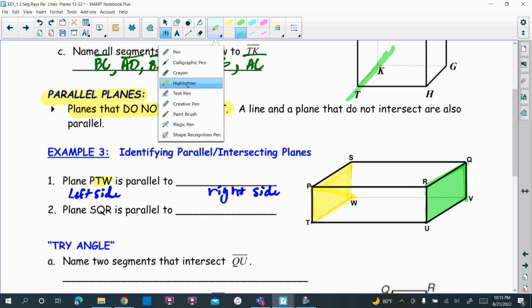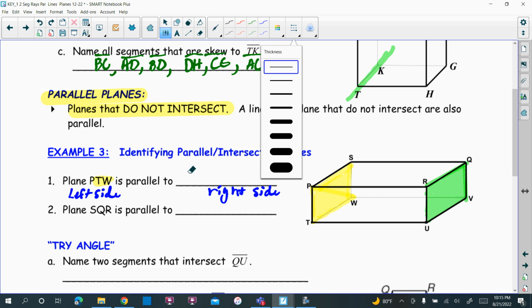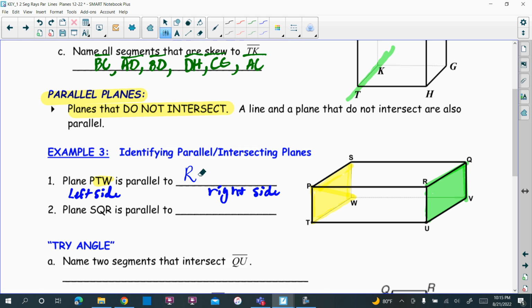So I'm just kind of helping you see it visually. This would be plane RQV, sorry, or you could say RUV or VU. There's more than one way to name the plane on the right, okay, or the right side.